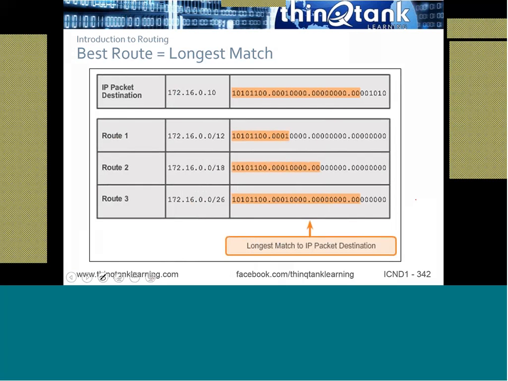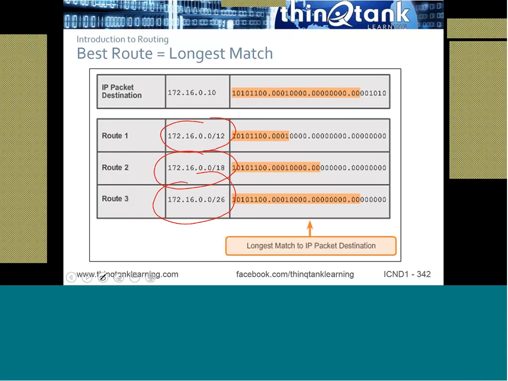The other thing that I want to point out, and I think this is very important to understand, is how routers match routes in the routing table. It is unlikely, but it is perfectly possible that you could have multiple routes in the routing table that look similar. These are distinctly 3 different routes, right? Because the prefixes are different. One's a /12, one's a /18, one's a /26.